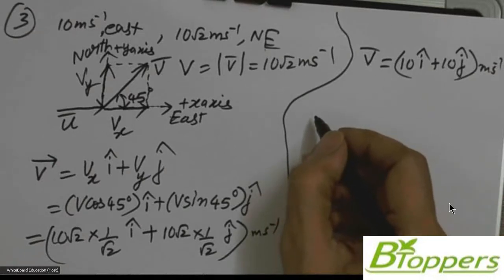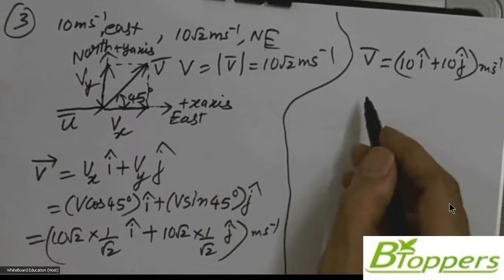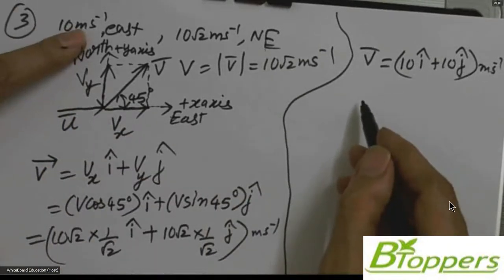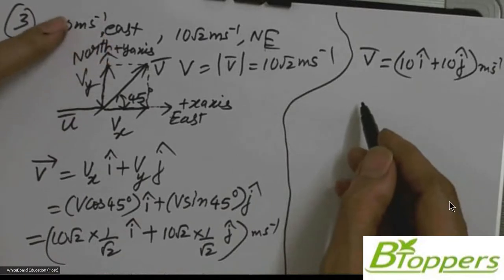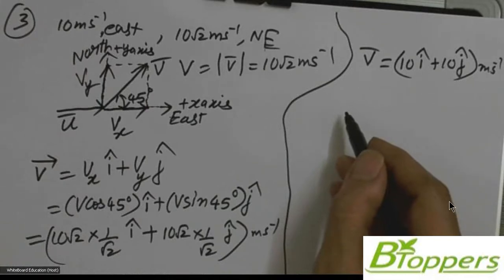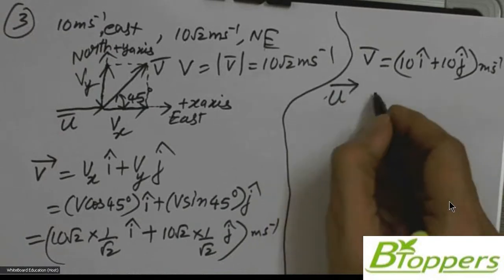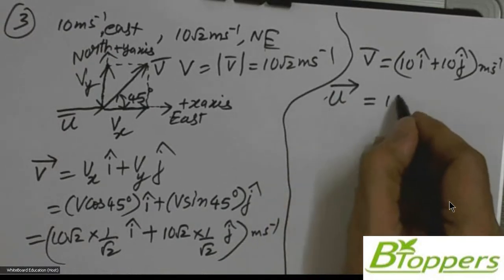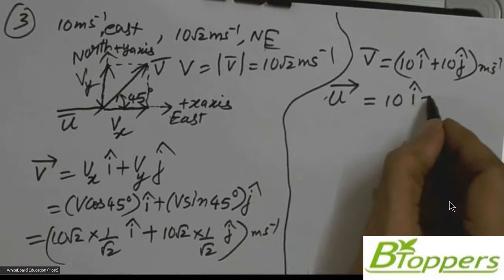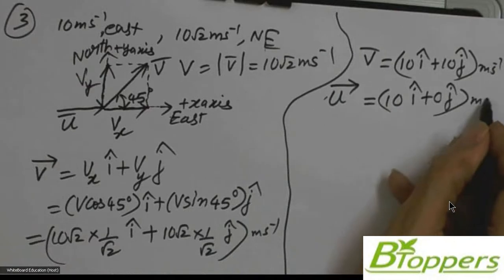It is given that the initial velocity of the particle has a magnitude of 10 meter per second and acts towards east. That means the initial velocity is directed along the x-axis. The initial velocity vector u bar is directed along the positive x-axis, so its rectangular component along the y direction will be 0. So u bar you can write as 10 i cap plus 0 j cap meter per second.